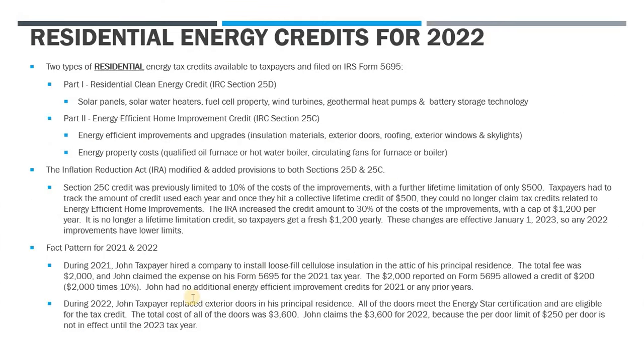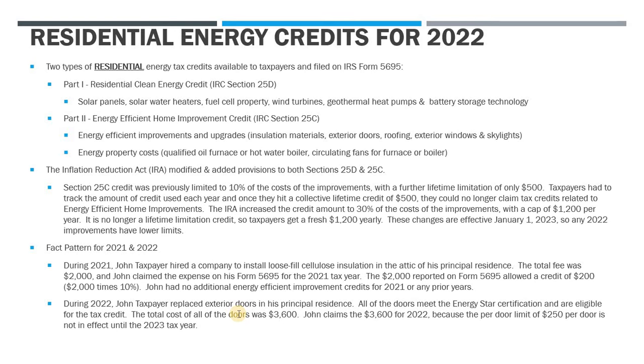So let me go back and look at the fact pattern here. During 2022, so new tax year, this is the current tax year, John replaced all the exterior doors in his principal residence. All the doors meet that Energy Star certification, so they're going to qualify for the credit. The total cost of all the doors is $3,600. Now, John is going to be able to claim the total $3,600 for 2022 because there is no per door limit for 2022 and prior.